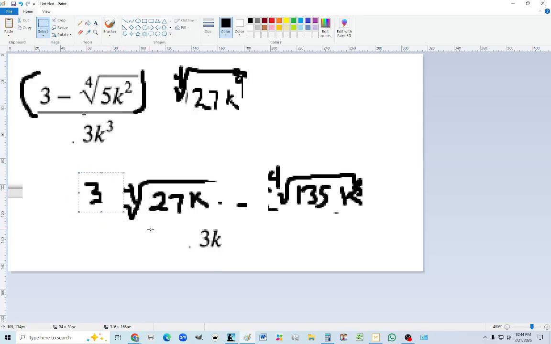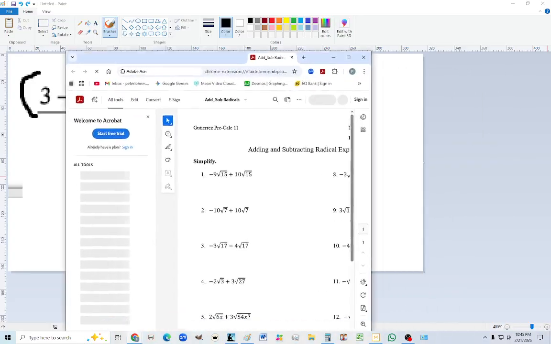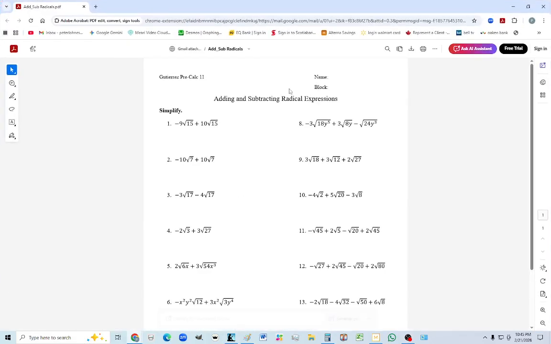You got 4 root of 27k, which I don't think can be simplified. And here minus 4 root of 135k squared over 3k. The question is whether there's a multiple like 5 times 5 times 5 times 5. 25, 125, no. 625. So no. I think that's as simple as it gets. On to the other one. Hopefully these are a little bit easier.